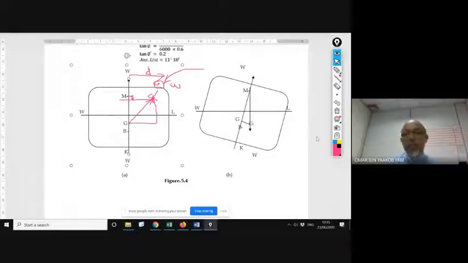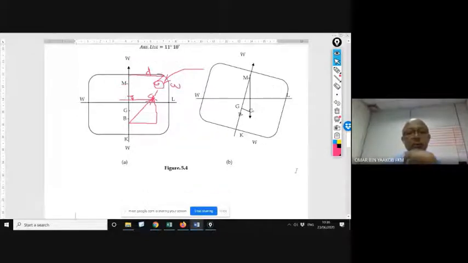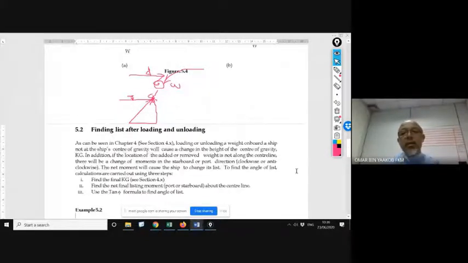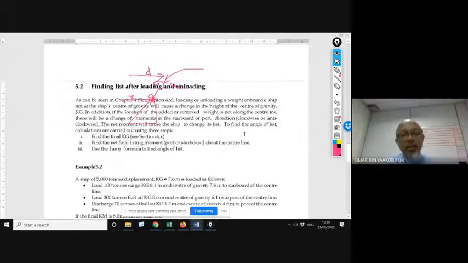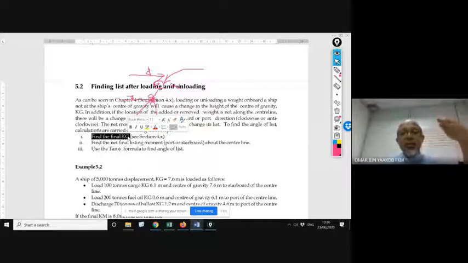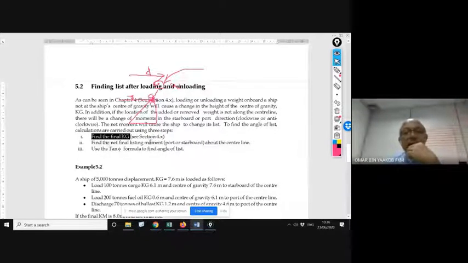Right. So after loading, there are three things that happen, three things that we need to do. First, we find the final KG. Final KG we find by looking at how much G dash has gone up in the y direction, the vertical direction. Then find the net listing moment, port or starboard, about the center line. And then use the tangent phi formula to find the angle of list.